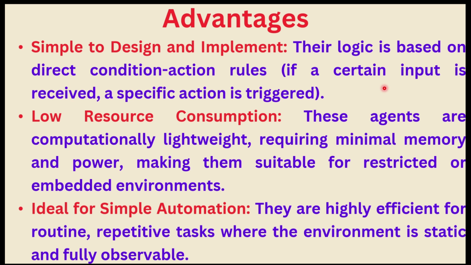Next is low resource consumption. The consumption will be less, as it is computationally lightweight and requires minimal memory and power, because we are not going to store any previous information. It only needs less memory, which makes it suitable for restricted or embedded environments. Next, ideal for simple automation. These can be embedded in machines where the processes are meant only for simple automation tasks.